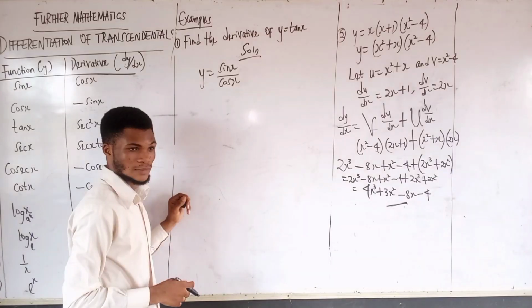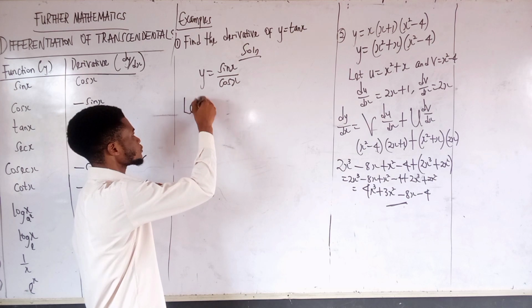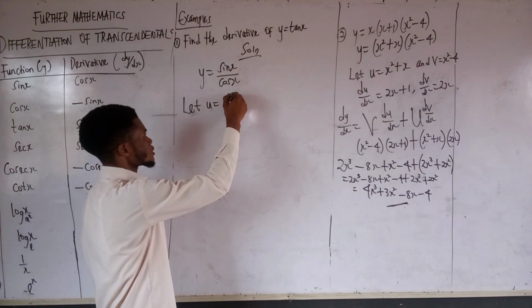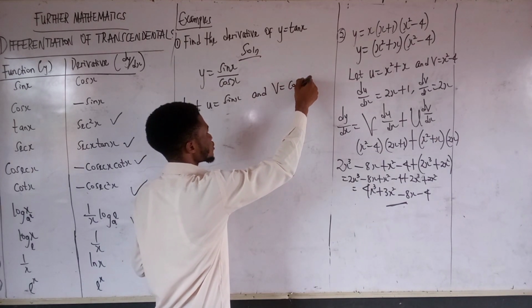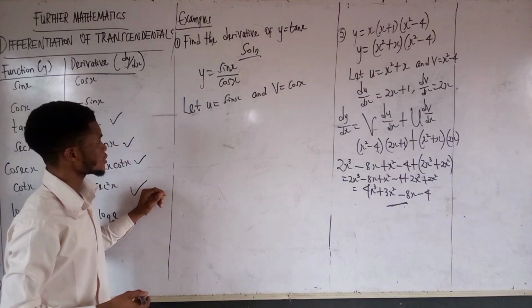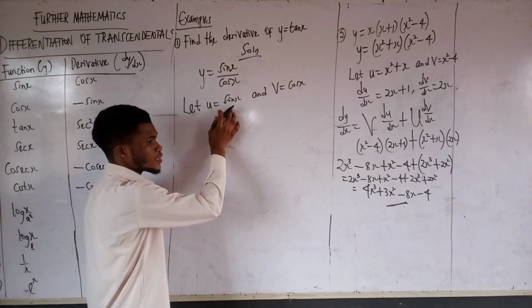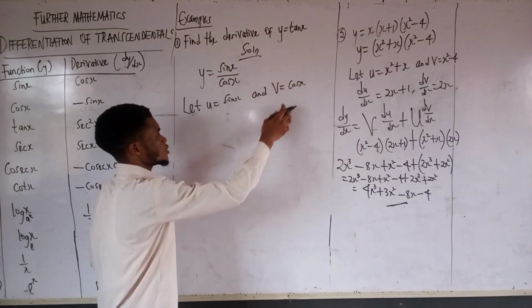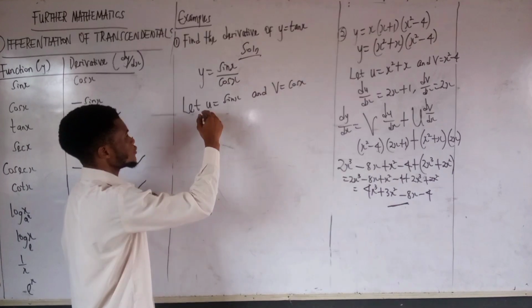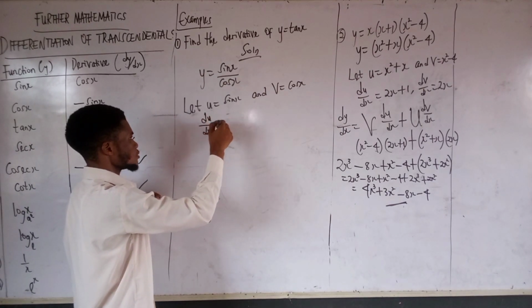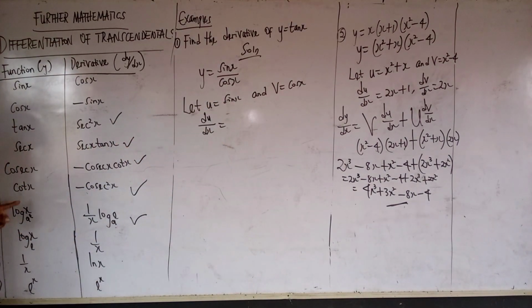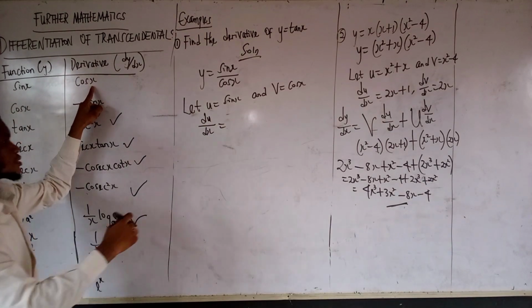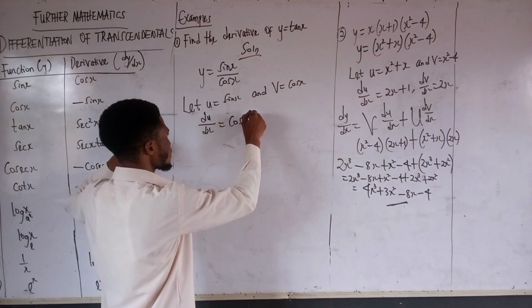The next thing to do, since this is a fraction, I can simply use the quotient rule. Remember, I will say let u be equal to sin x and v be equal to cos x. If that is the case, then we differentiate u with respect to x and also v with respect to x, just like what we've been doing before. So du/dx will give me the differentiation of sin x. That is where you need this table. Differentiation of sin x will give you what? Cos x.